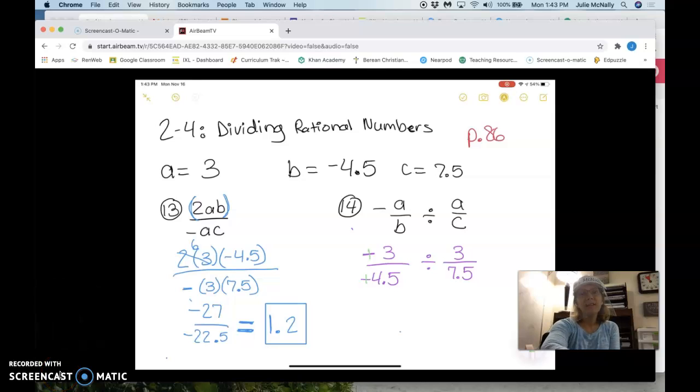Okay, so my last video got cut off, sorry. And I was just saying that I'm changing these two negatives to positives because when I have two negatives right next to each other, they change to positives.